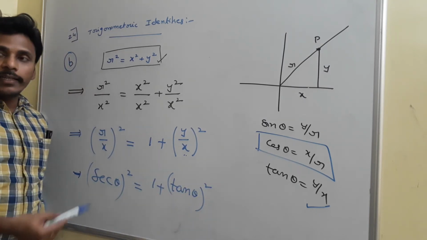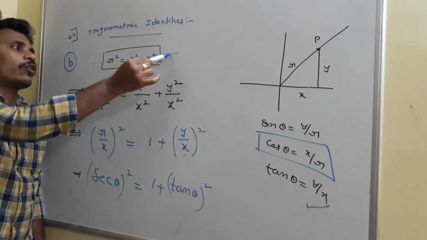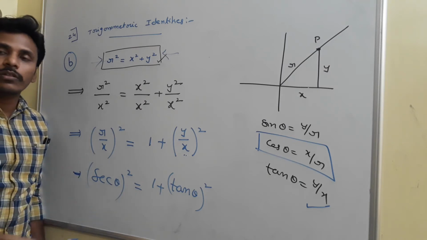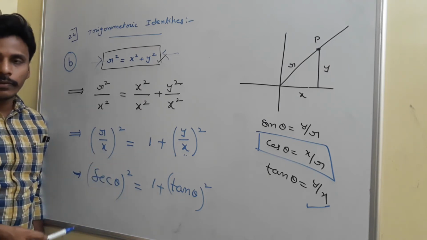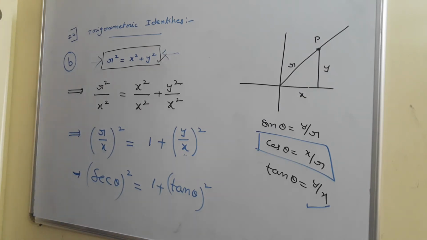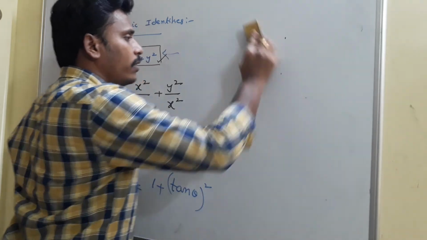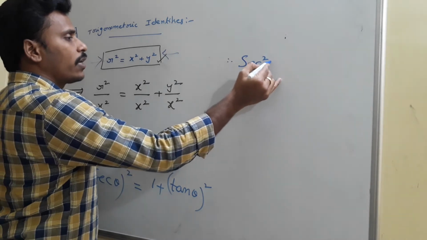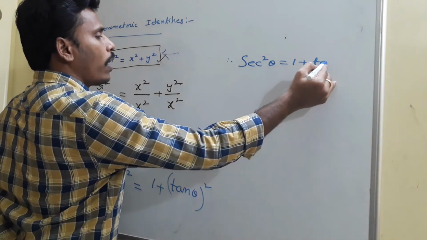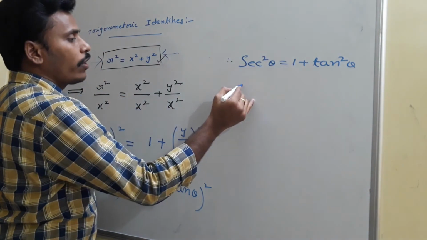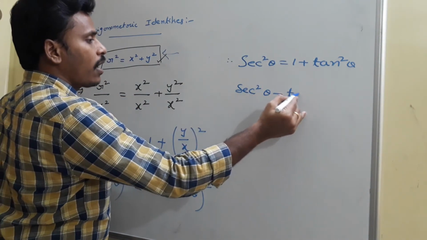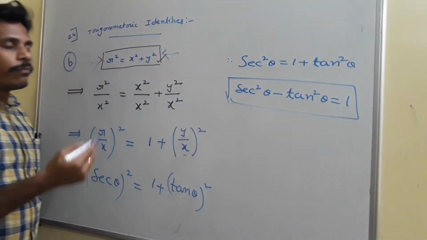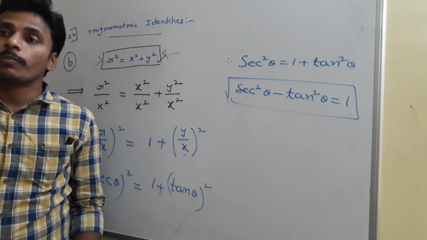And if you look at the end, what do we have? By dividing the total Pythagorean result with x square, I have secant theta whole square is equal to 1 plus tan theta whole square. So I can rewrite it like this. Secant theta whole square is nothing but secant square theta. Tan theta whole square is nothing but tan square theta. So at the end, secant square theta is equal to 1 plus tan square theta. And if you rewrite it, you will get that secant square theta minus tan square theta is equal to 1. So this is one beautiful, wonderful identity which simplifies many of our work.